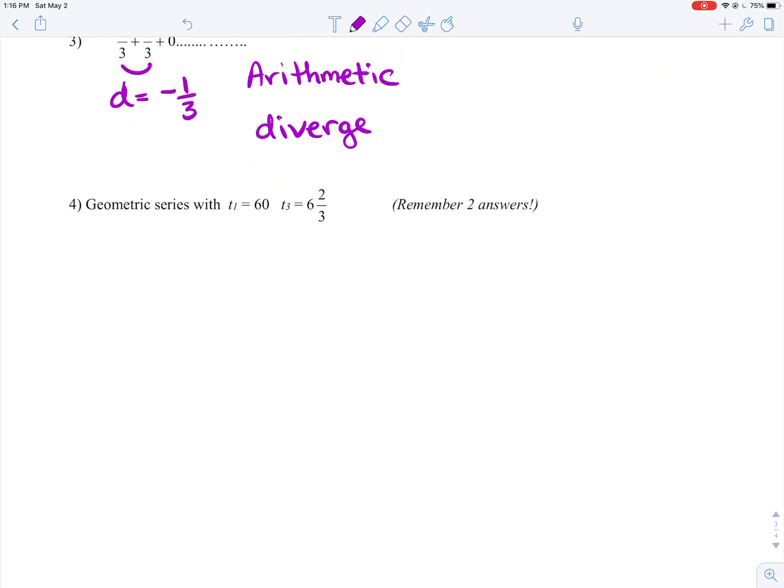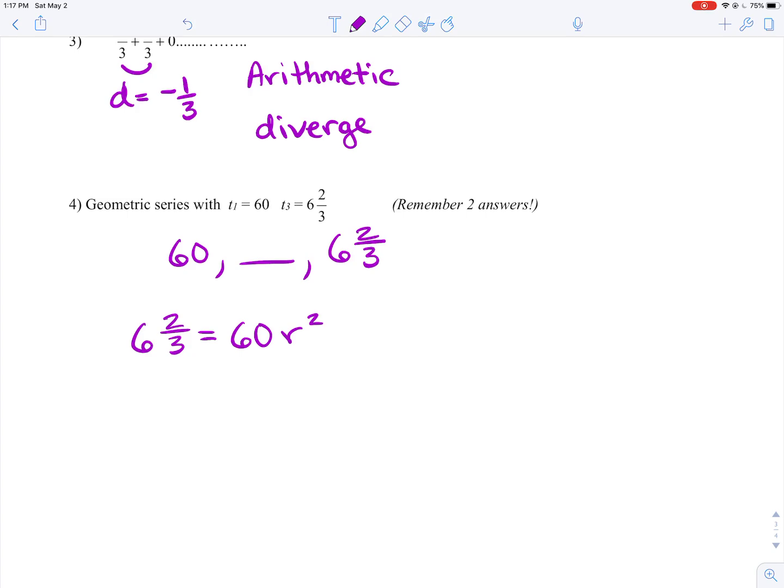In number 4, it's telling us it's a geometric series with t1, our first term, is 60, and t sub 3 is 6 2/3. So we have our first term, we're missing our second term, but we have the third term. So I'm going to take the last term that we are given. So 6 2/3 equals our first term times our r raised to the second power, because it's our number of terms minus 1, and since this is the third term.